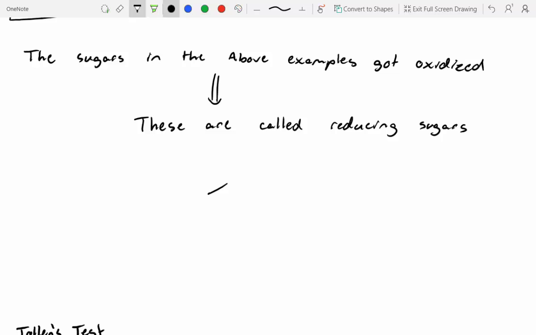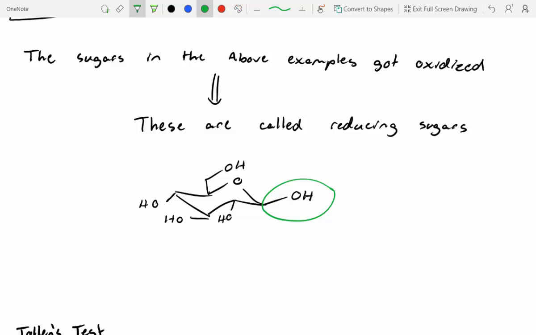I mentioned the other day that reducing sugars, in general, if you draw them out in their chair form, I'll just quickly draw glucose here. Have some sort of alcohol in this position. If you don't have an alcohol in this position, that means you don't have any aldehyde available in equilibrium, and they're much, much harder to oxidize, and therefore they're not called reducing sugars.